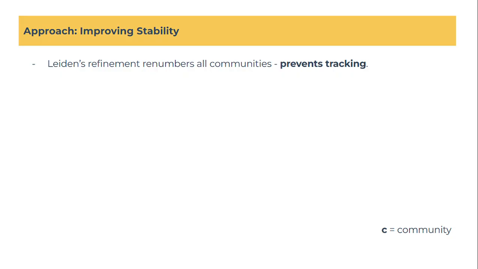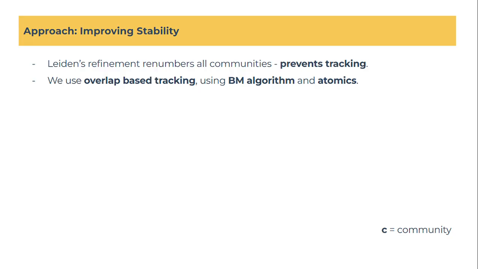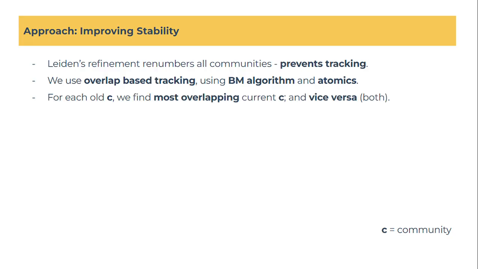Since the renumbering in the refinement phase prevents tracking, we use an overlap-based tracking method. The idea is, for each old community, we find the most overlapping current community. And for each current community, we find the most overlapping old community. If these are the same, then the current community is mapped to the old community.